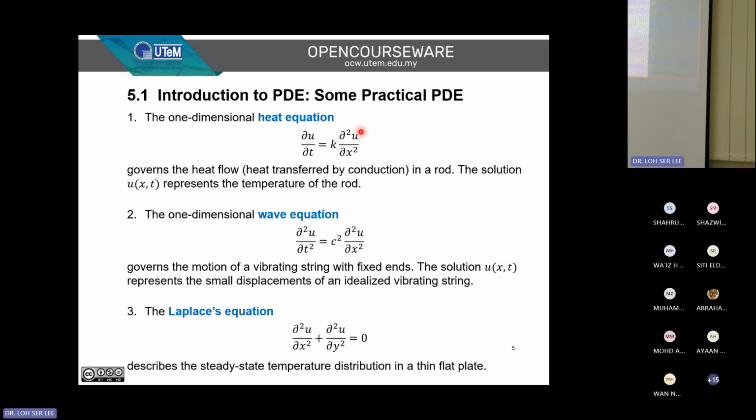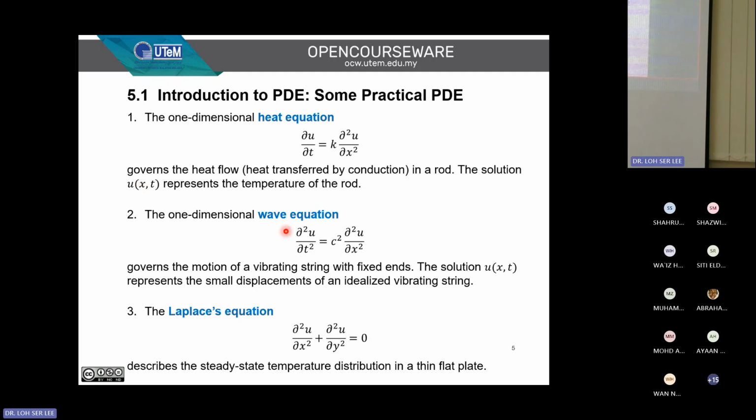This is the heat equation that governs heat flow. We will examine how heat is transferred by conduction in a rod. U is the dependent variable, and x and t are independent. So our solution will be u(x,t). u is the solution, and it represents the temperature of the rod at time t at point x.